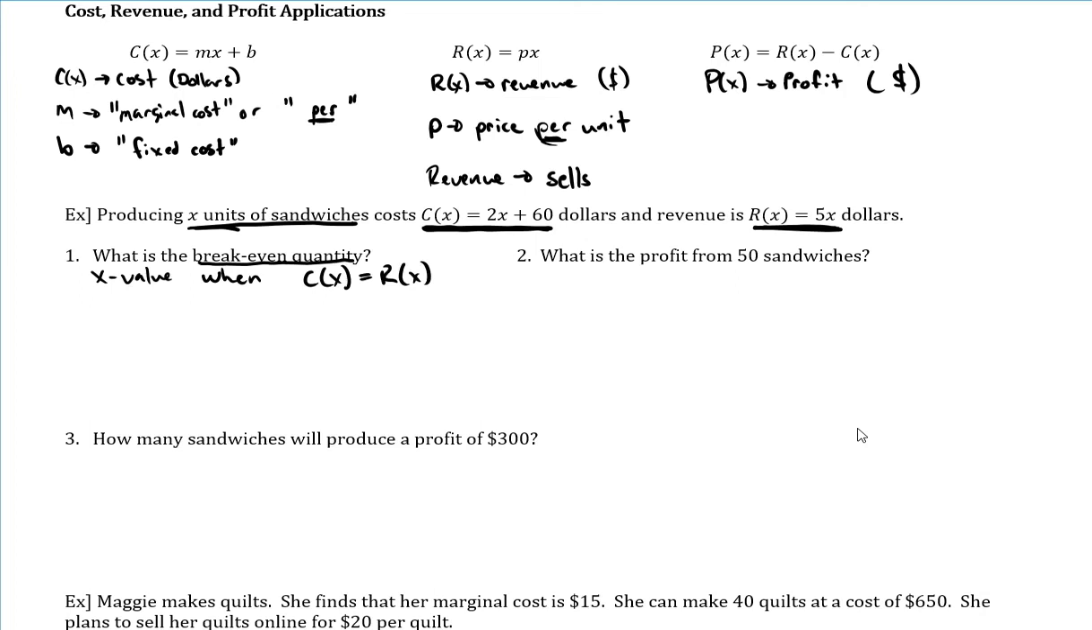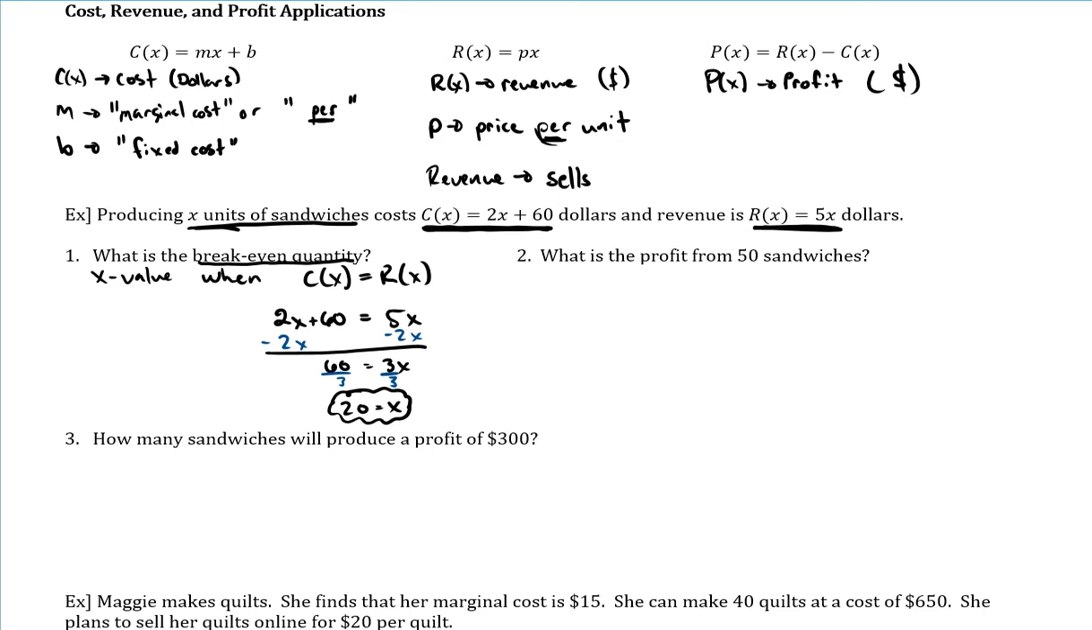That means all we have to do is set these two equal to each other. So our cost function is 2x plus 60, and then set it equal to the revenue function, 5x. And then from here, we're just going to solve for x. So we can subtract the 2x to both sides, and we'll get 60 is equal to 3x, and then we divide by 3 to get 20. So we've got 20 equals x, and I'm going to cloud that.